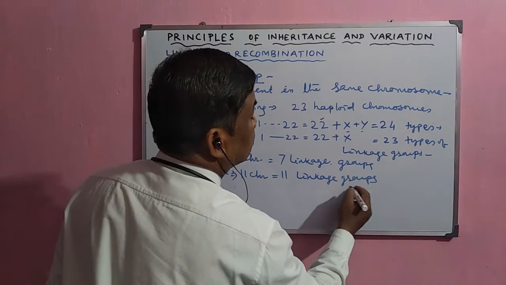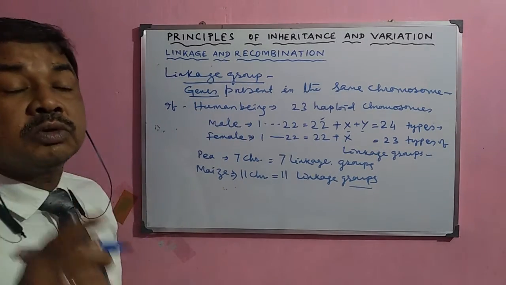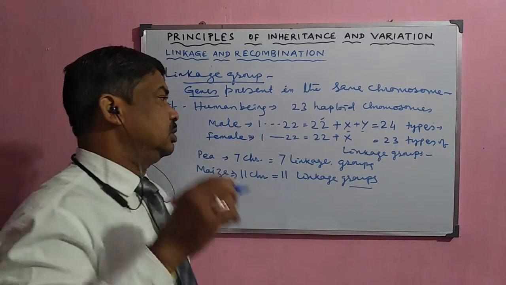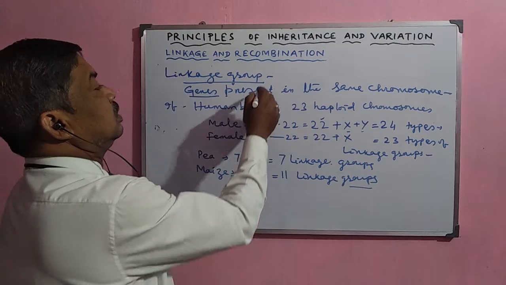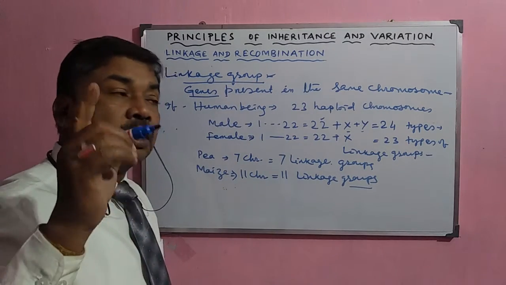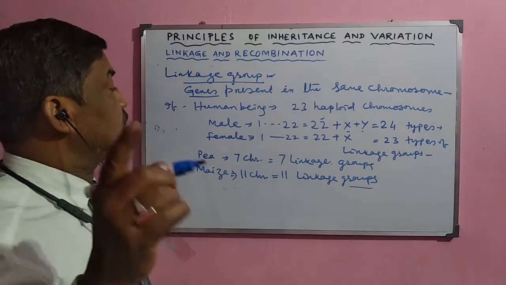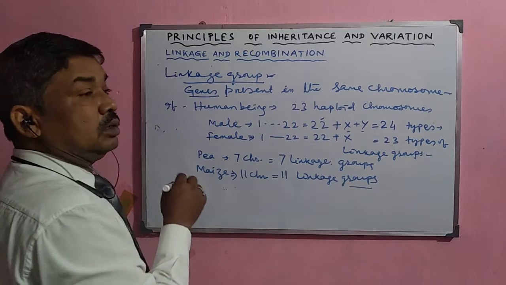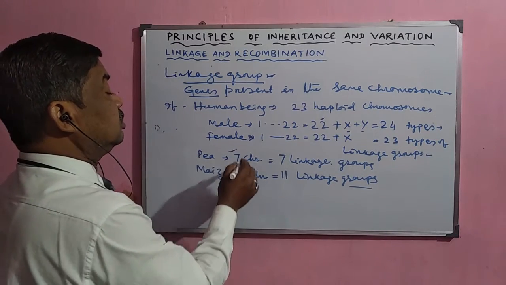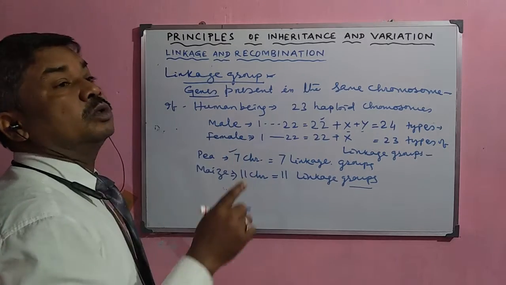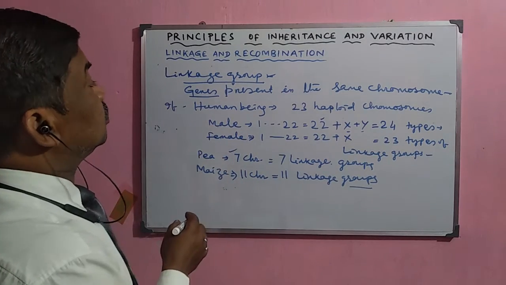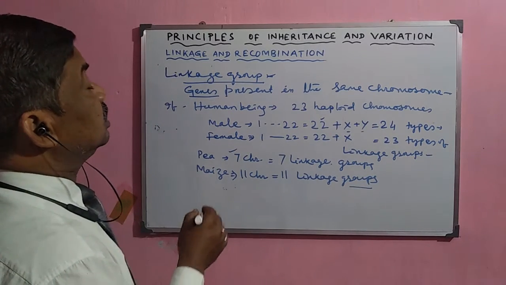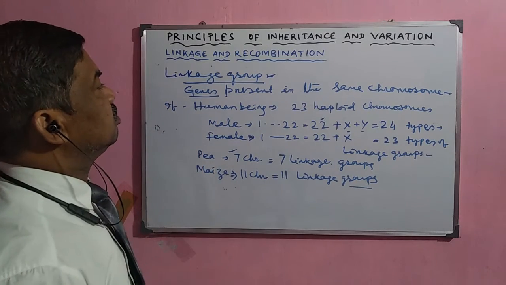These linkage groups correspond to the number of haploid chromosomes in that particular organism. This linkage phenomenon is observed in all organisms where the genes are present in the same chromosome. Mendel, luckily, found genes which were on different chromosomes, so linkage was not observed there. But linkage groups are there where genes are present in the same chromosome.